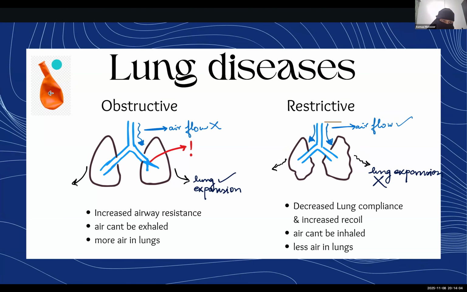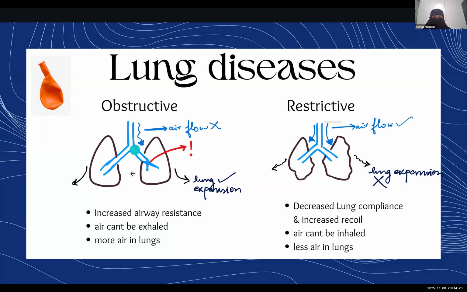If you consider the balloon, in obstructive diseases, this part of the balloon is what is affected, okay? However, the recoil, or the way the lung can expand and relax, is normal. The lung tissue itself is normal, but the bronchi are affected, okay? Because of which there is increased airway resistance. And this happens in asthma and other obstructive diseases.